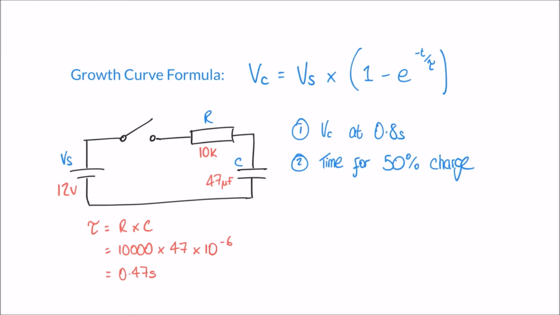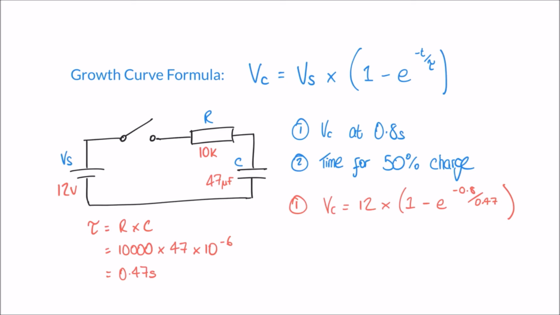Now that we know the time constant, we can have a go at question 1, because question 1 asks us to work out the voltage VC at 0.8 seconds. So we close the switch, we allow 0.8 seconds of time to elapse, and we want to calculate what's the voltage going to be across the capacitor at that time. By setting up our equation, we can say that VC is equal to Vs, which we know is 12, multiplied by 1 minus e, e being the exponential function, to the power of minus t over tau. So minus 0.8 over tau, which we said was 0.47.